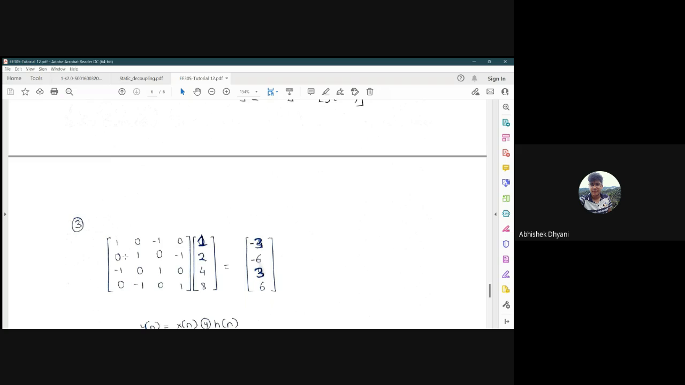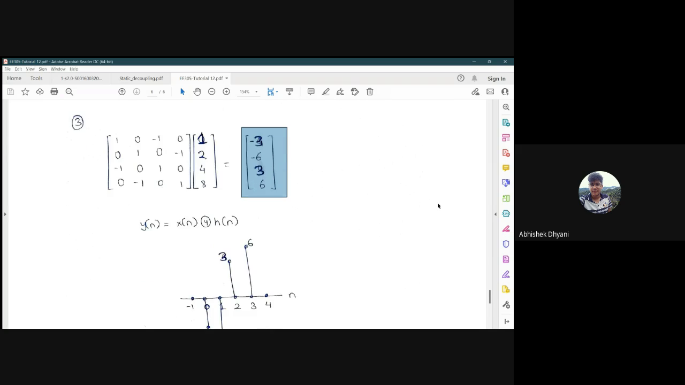Then I will shift it once. 1 will come here, 0 will come here, minus 1 will come here, and this 0 will go up. And then I will obtain this matrix by this shifting. Then in the second vector, I have written down the elements of h of n. And when I take the product, I get minus 3, minus 6, 3 and 6. And this is the resulting vector, or the resulting sequence magnitudes, when we take the circular convolution.